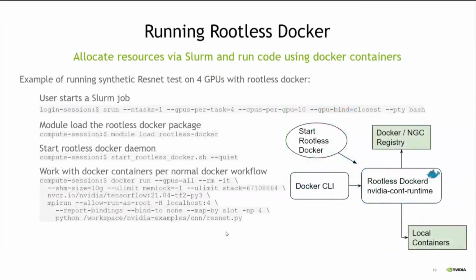So rootless Docker. Conceptually, how does this work? A user starts a Slurm job. Then they would have to start the rootless Docker daemon because it's not a constantly running service. Each time a user starts a job, they have to start up this rootless Docker daemon because it only applies to them. And then after that, they just run regular Docker commands. They might be used to Docker pull, run, you could even do push, etc.